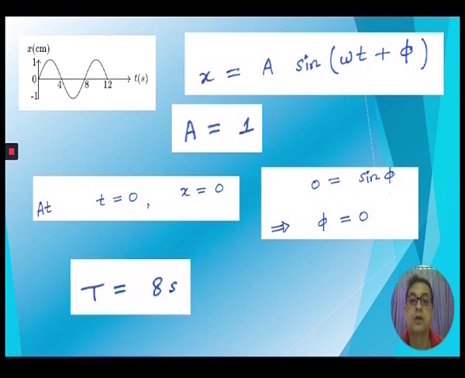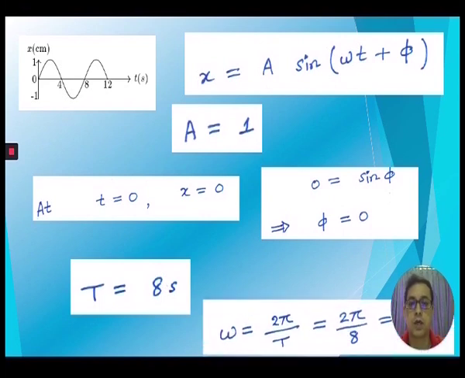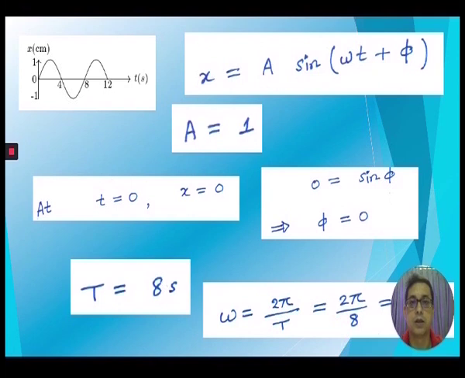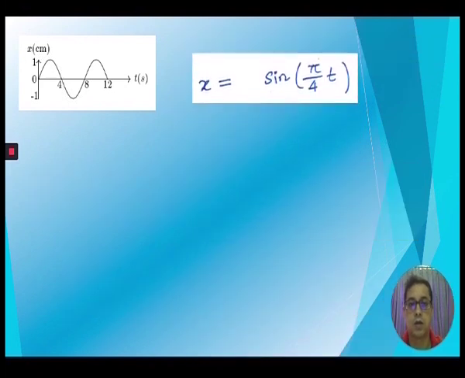And if you know the time period, then what other quantities can you find out? Quite clearly, you can find out the angular frequency, and angular frequency is 2 pi by time period. So angular frequency will turn out to be 2 pi by 8, which is pi by 4 per second, right? That would be the angular frequency. So you have A equal to 1, omega equal to pi by 4, phi equal to 0. So your x is simply sine of pi by 4 t, right? Yeah, so this is what you have.